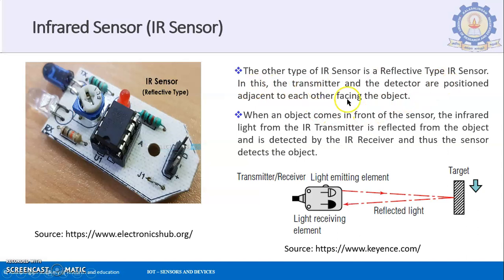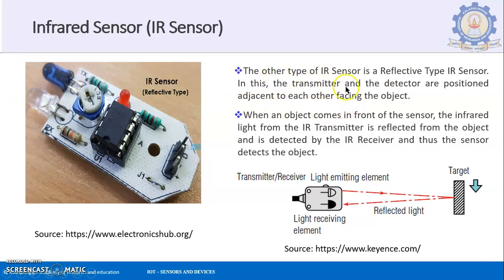of sensor. In this, the transmitter and the detector are positioned adjacent to each other. This is a basic example that you will normally be using in line follower robots and all these applications. When you see them, they will be using these kinds of sensors over there, the infrared reflective type sensor. You have one over here for sending the data and one for receiving back the data.